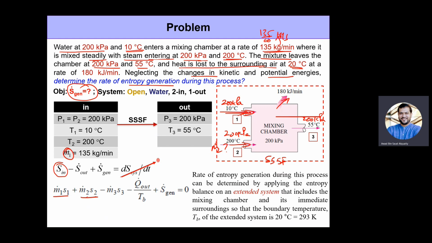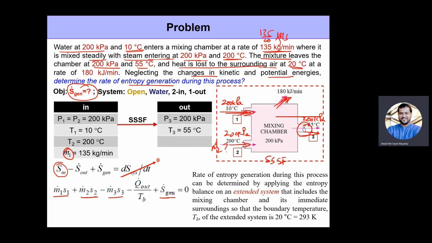Now, the entropy goes out in basically two ways. One is through the exit at state three, and also some entropy is transferred along with heat transfer. So it's minus m dot 3 s3 minus Q dot out by TB. This takes care of the entropy in minus the entropy out part.